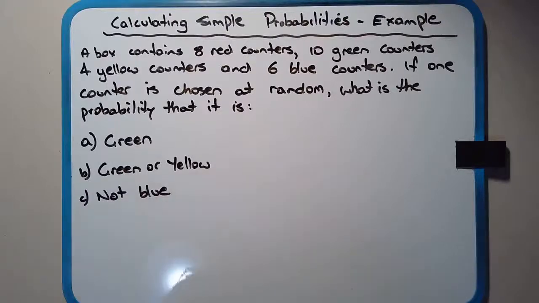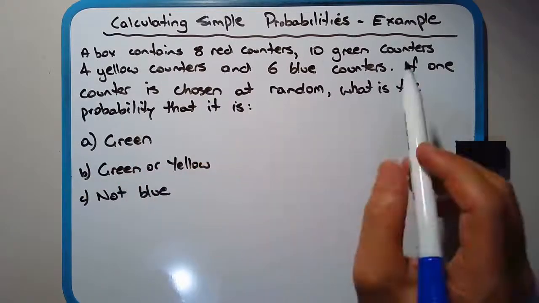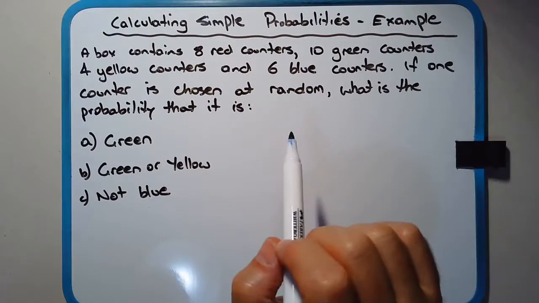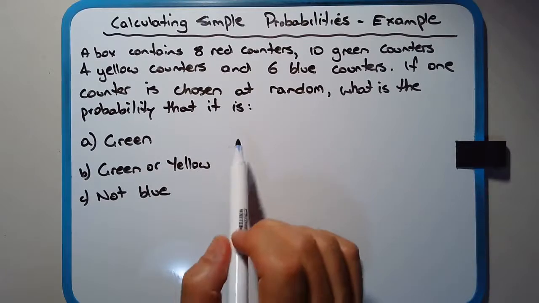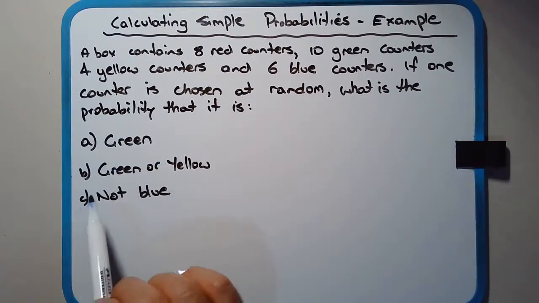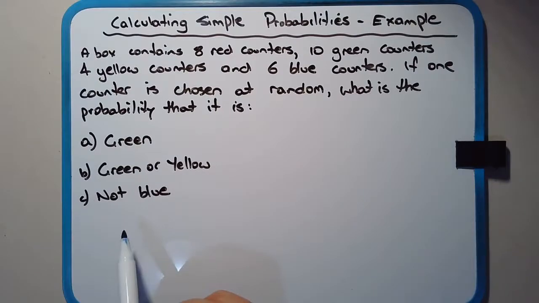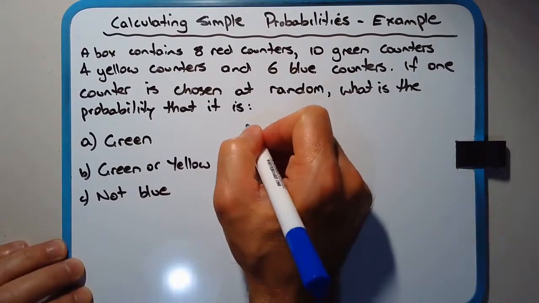Let's have a look at calculating the simple probability. And why it's called simple, it's basically just drawing one thing or one item, or just a very basic type of experiment. Okay, so it's not multi-stage or a sequence of outcomes or events all happening one after the other. So a box contains 8 red counters, 10 green counters, 4 yellow counters, and 6 blue counters. So if one counter is chosen at random, what is the probability that it is green or yellow, or not blue?